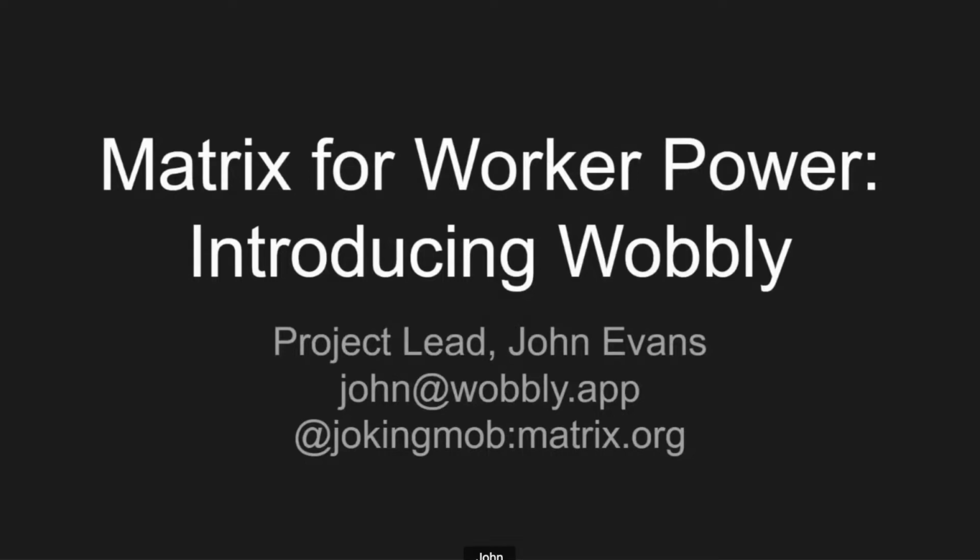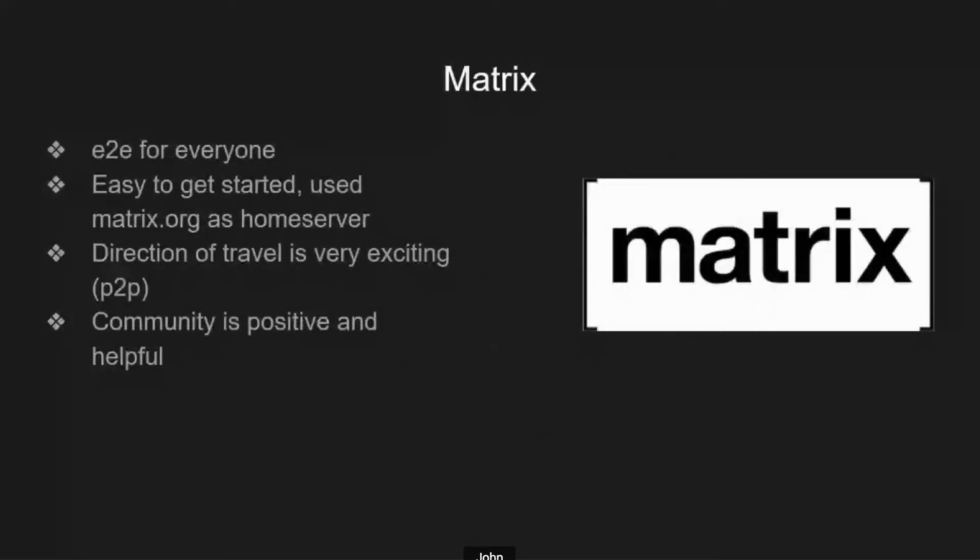And I'll throw in a quick, even though we're in the Matrix room, here's my understanding of Matrix. It is end-to-end encryption for everyone. It's very easy to get started. We used just the standard matrix.org home server. The direction of travel that they're going in is very exciting, with the peer-to-peer connections, reducing the need for a home server. And the community that I found is positive and helpful, which is almost like the most important thing when choosing a framework or theme to work from.